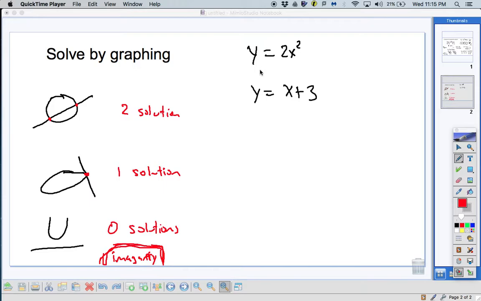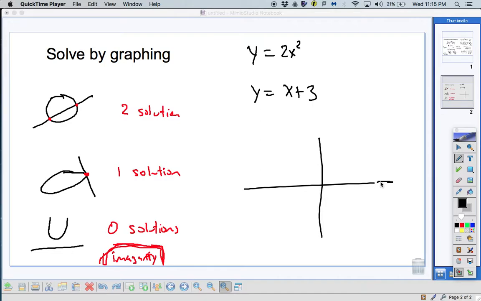So let's say we're going to solve this by graphing. Well, the way you're going to solve it by graphing is I actually have to graph both lines. So let's start by having a coordinate grid. You can also obviously do this on your calculator. So if you want to do it on your calculator, it's fine. But I'm going to show you how to do it without a calculator, just in case you have that problem.